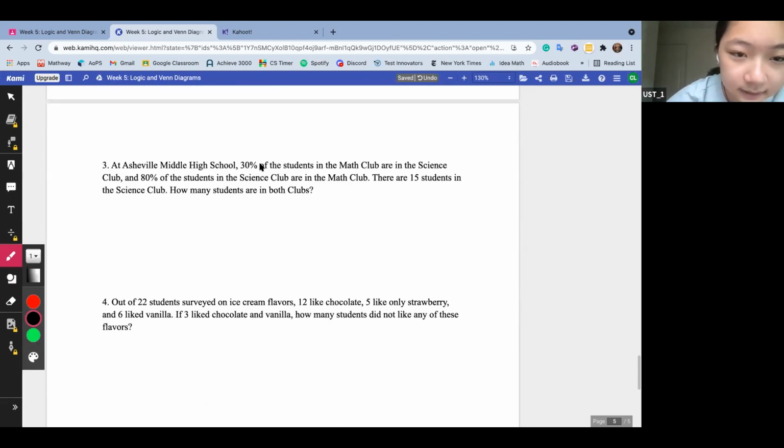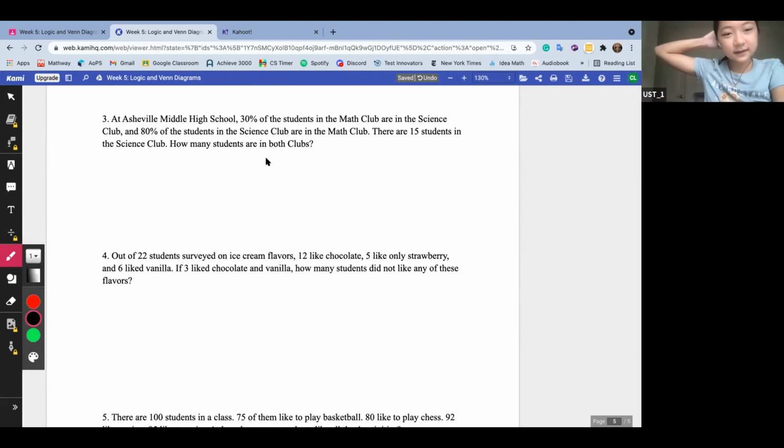Okay, next question. At Asheville Middle High School, 30% of the students in the math club are in the science club, and 80% of the students in the science club are in the math club. There are 15 students in the science club. How many students are in both clubs? So this one might be a bit confusing with the percents and stuff. So just try it and I'll explain it later.